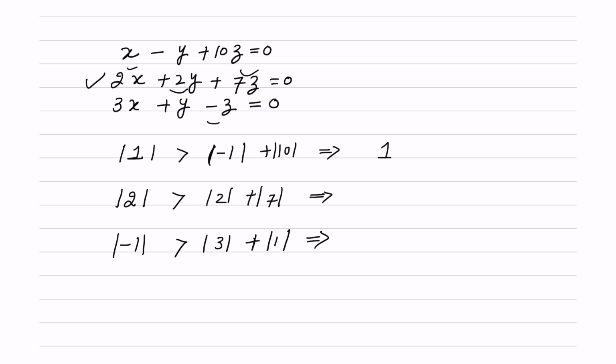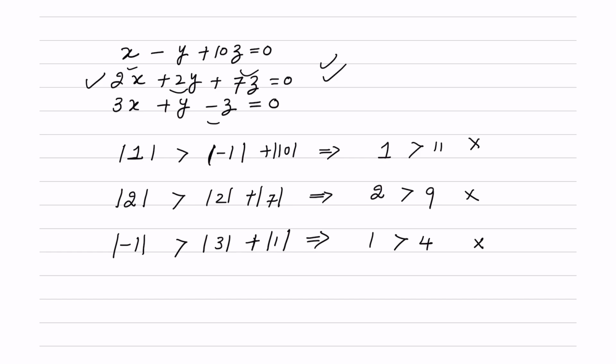First inequality gives us 1 should be greater than 11, not true. Second inequality gives us 2 should be greater than 9, not true. The third inequality gives us 1 should be greater than 4, not true. So we can see that this system is not diagonally dominant. Now the question is, can we make this system, which is apparently not diagonally dominant, a diagonally dominant system by switching the places of the equations.